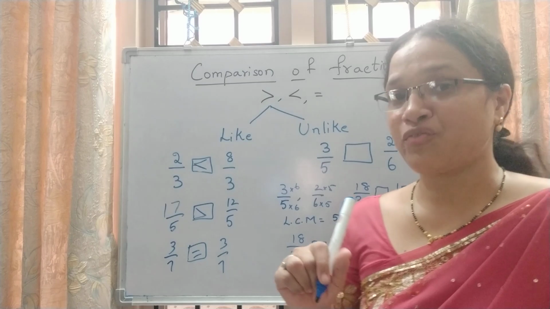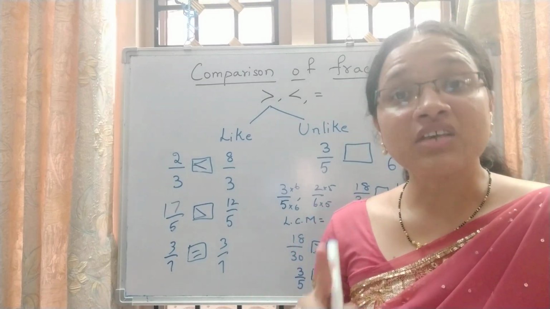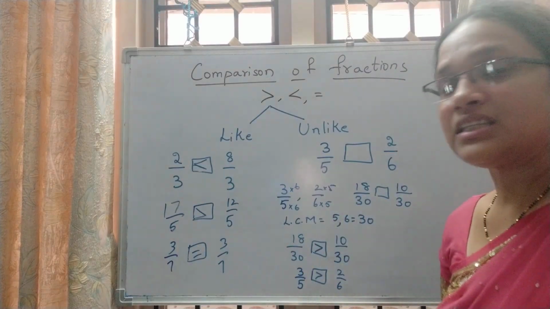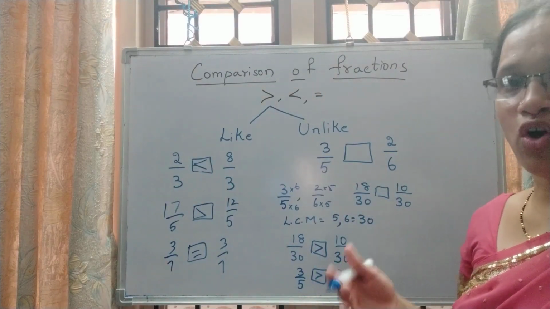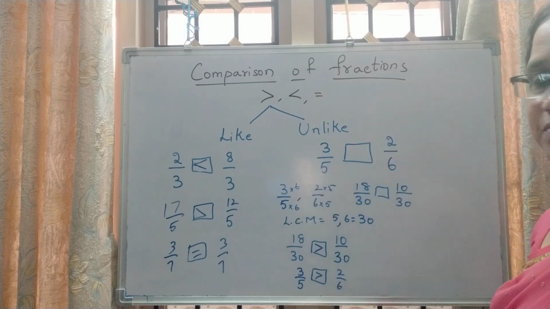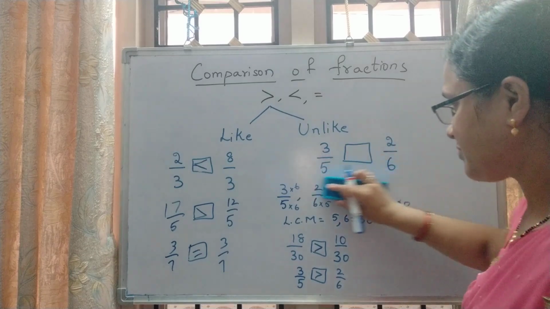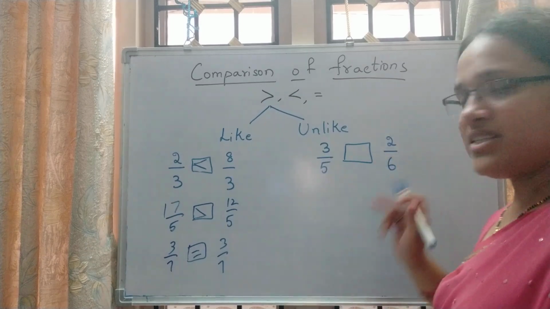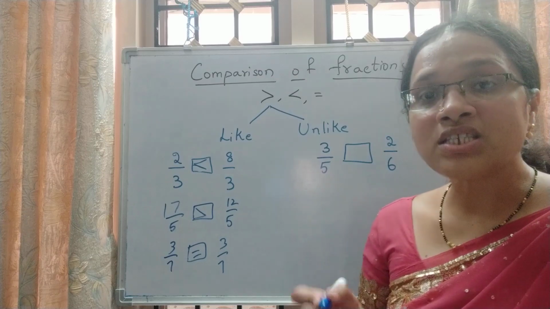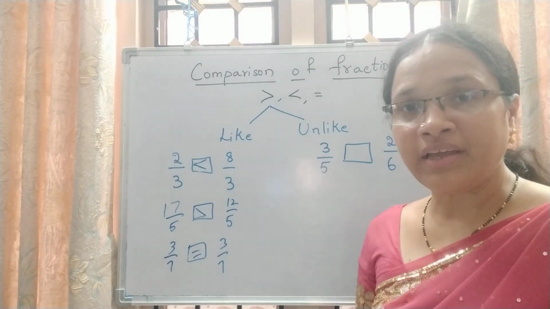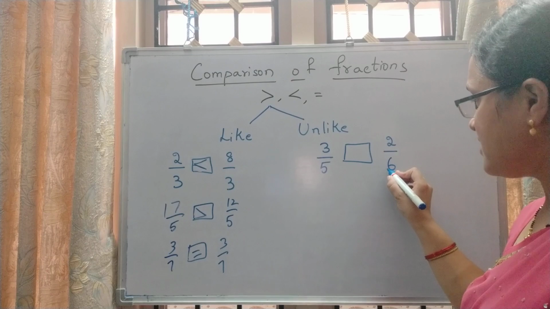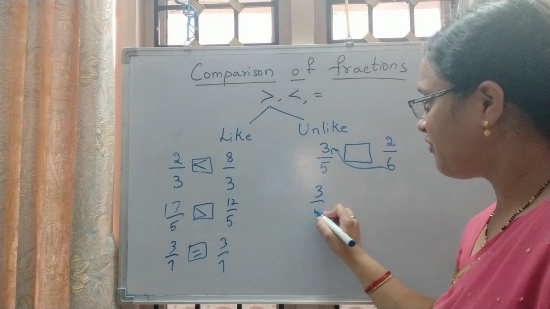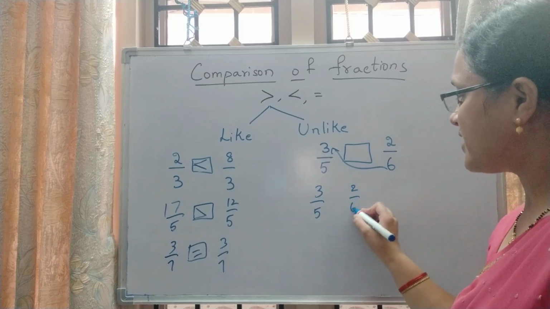Why? Because you cannot find any kind of shortcuts here. Okay. But if it is given for a 1 mark question, children, the second method which I am telling you now follows. See, if I have this question, 3 by 5 and 2 by 6, I will cross multiply the denominator to the numerator. That means from here to here.